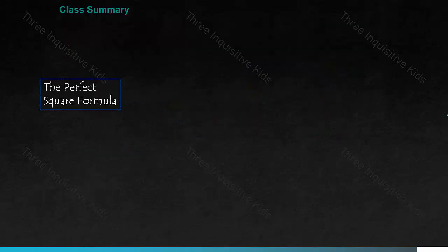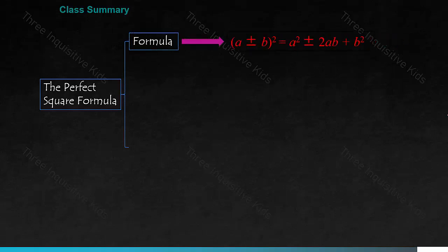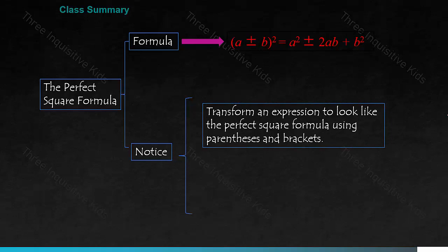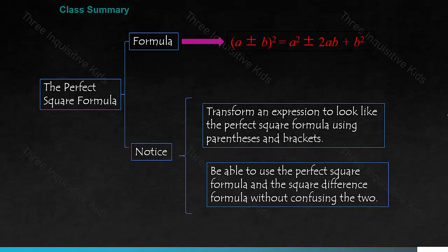Class summary. Today we learned about the perfect square formula, and we did a lot of practice. The formula is a plus or minus b squared equals a squared plus or minus 2ab plus b squared: a plus b squared equals a squared plus 2ab plus b squared, and a minus b squared equals a squared minus 2ab plus b squared. And I want you to remember to transform an expression to look like the perfect square formula using parentheses and brackets, and be able to use the perfect square formula and the square difference formula without confusing the two. So in some problems you have to first apply the square difference formula, let's say, and then apply the perfect square formula, and you don't want to get those two confused.